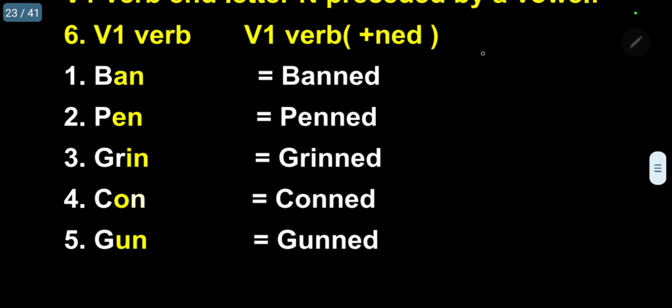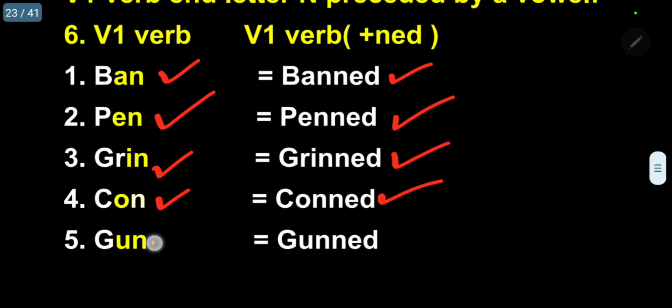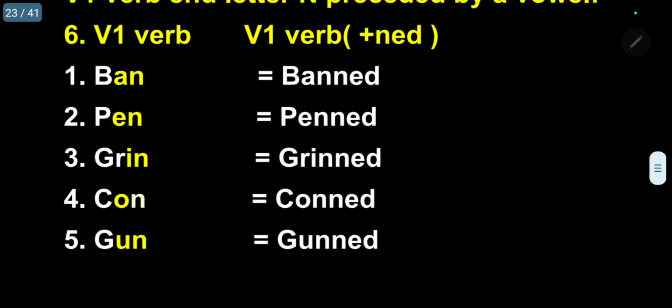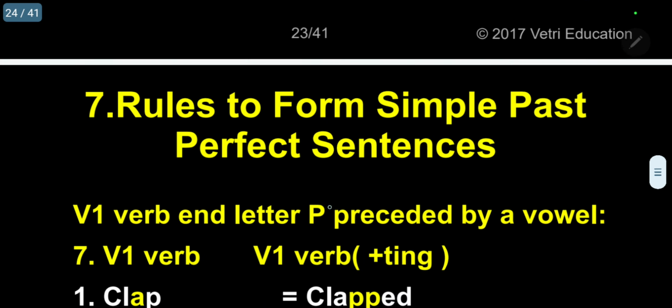Letter N, the ending letter. Ban, banned. Pen, penned. Green, greened. Cone, coned. Gun, gunned. So very easy. It is again all A, E, I, O, U. Here in all the cases we have examples. Please follow. The next letter, P.